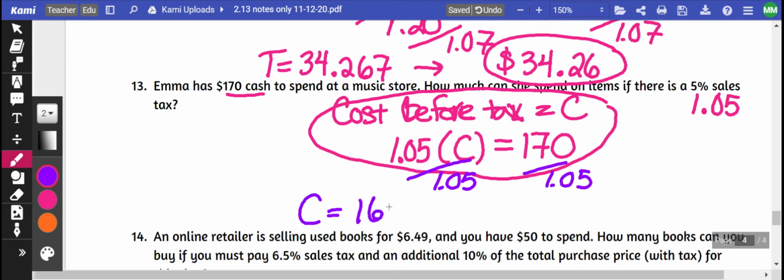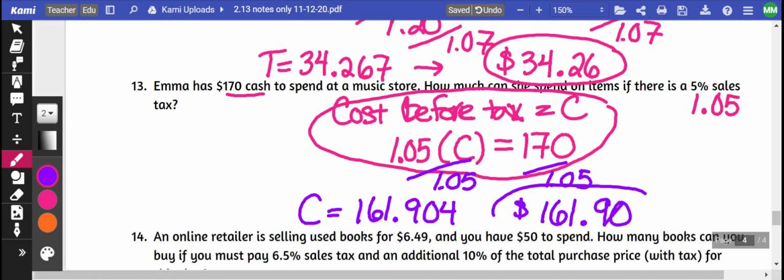We get 161.904. So we'll say $161.90. Okay, just 3 left.